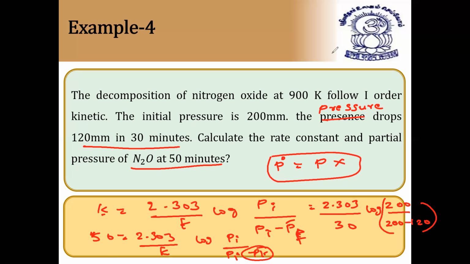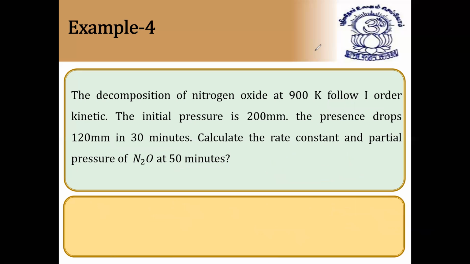I hope it is clear. Verify with the answer. It is 85.4 mm. They have not given the K value also, but anyway you'll get the K value by substituting in the same formula. And finally after 50 minutes, it is still decreasing, it changes to 85.5, 85.4 mm. I hope it is clear. Next.